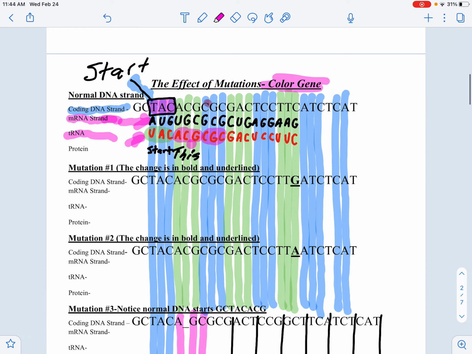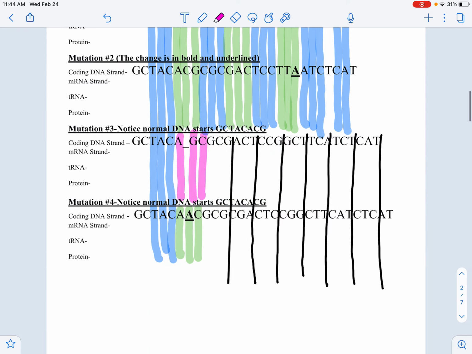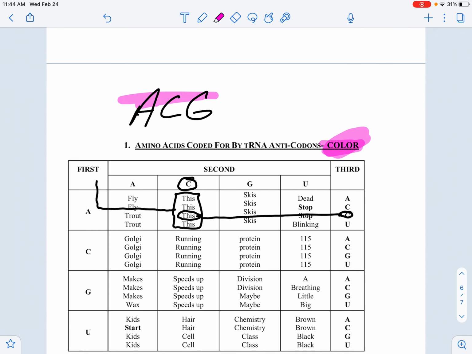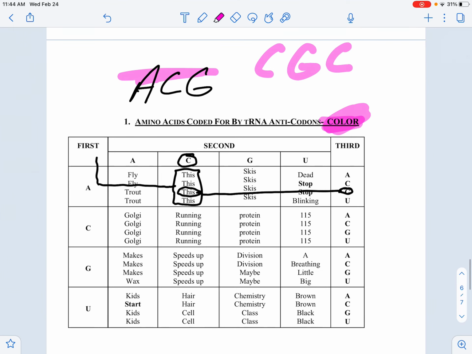So I've got my sequence of CGC. So still the idea of the table here that we've dealt with before, so nothing new. We're going to go down until we hit the first letter, C. Then we're going to go right until we get underneath the second letter, G. So we would be in this box. And then that's where the third letter comes in, C. So in particular, it would code for protein.